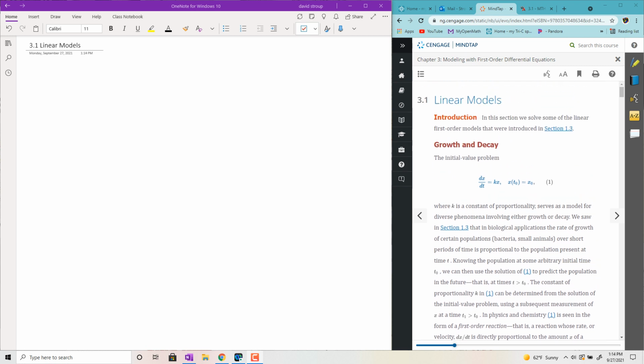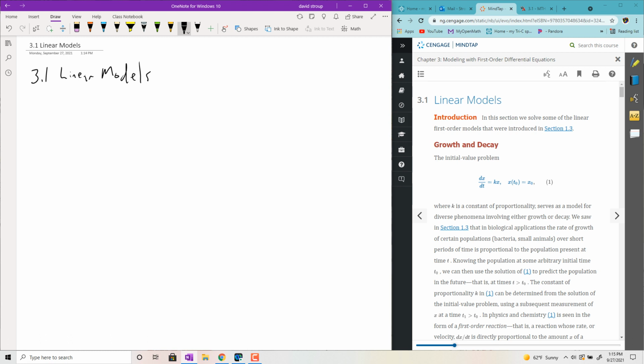Hey, welcome back. Now we're working with linear models in 3.1. We've already seen a lot of these models in 1.3, but we might not have had the ability to solve them. Now that we have the ability to solve them, we're going to revisit them and solve them. So here we go, 3.1 linear models.